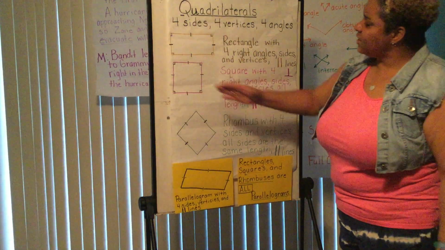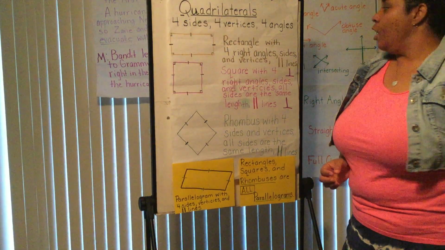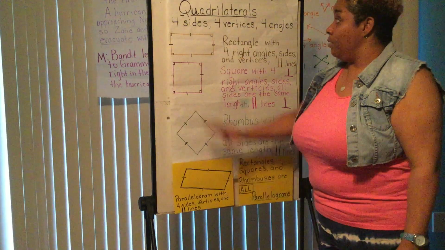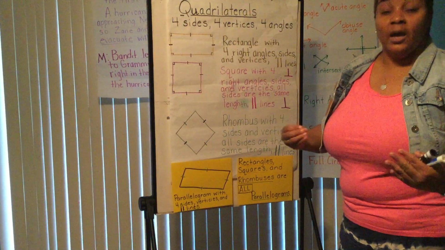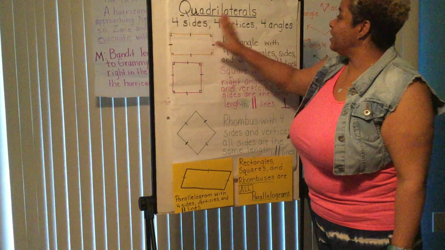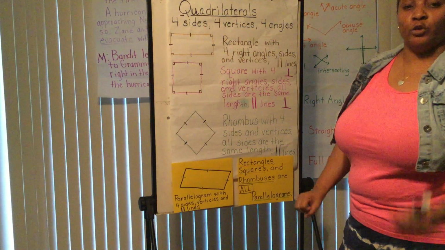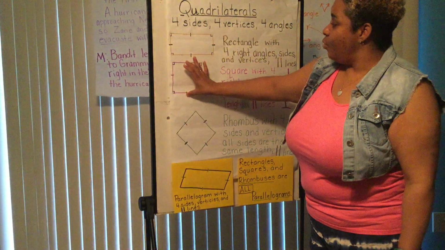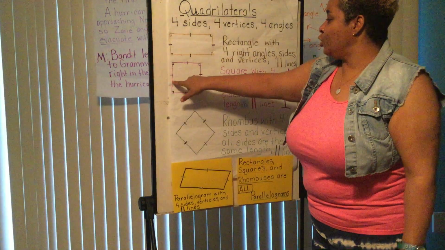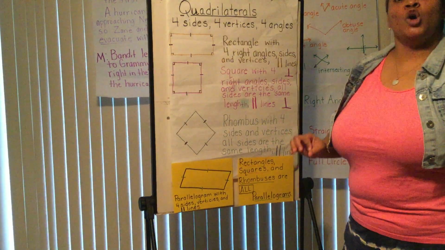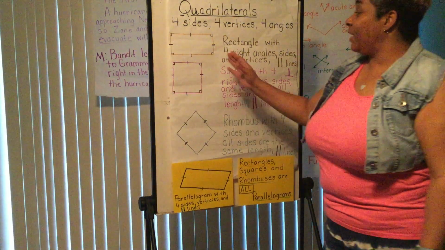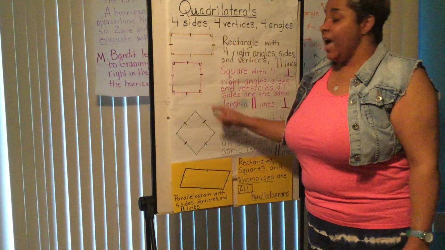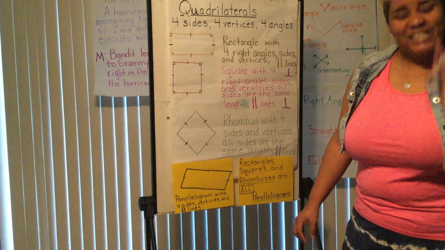All right, let's look over here at the square. We said the square also meets the criteria for quadrilateral. Four sides, four vertices, four angles. We also know two sets of parallel lines, and also perpendicular lines because they have the right angles.